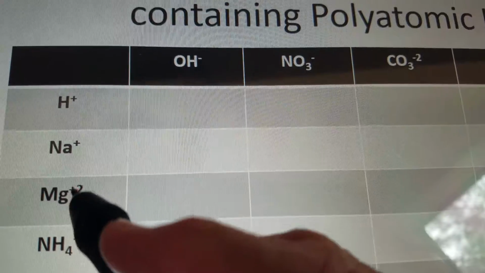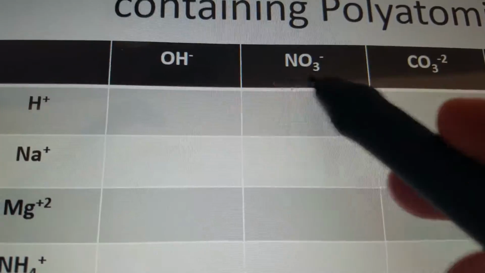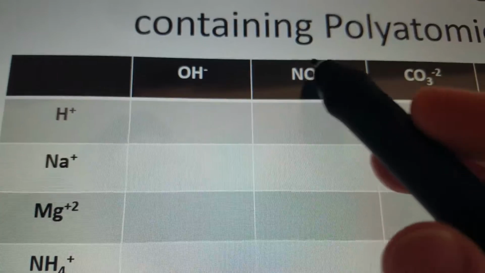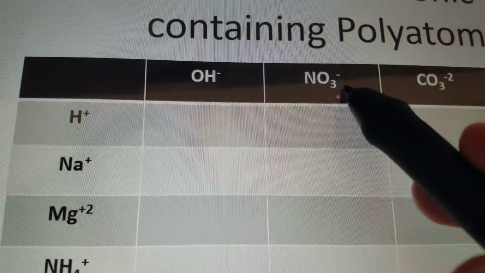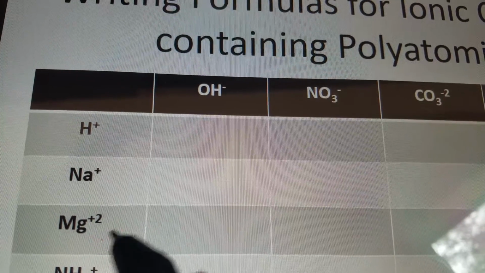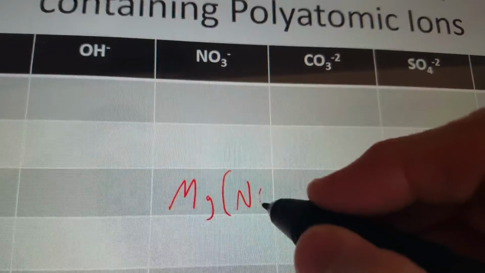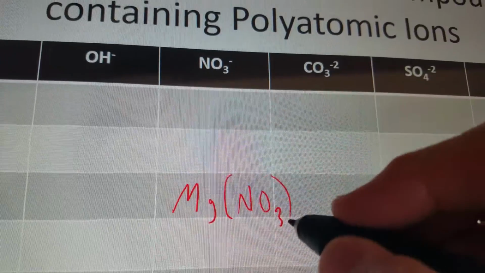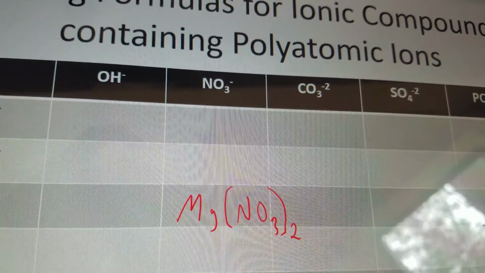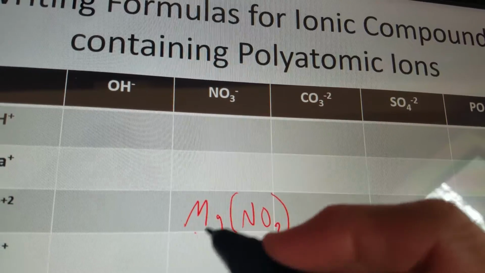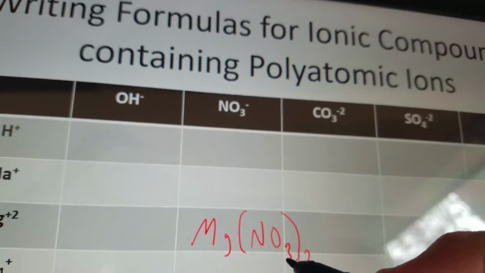So we have magnesium with a +2 charge. We have the nitrate ion with a -1 charge. So we're going to need 2 of the entire nitrate ion. So we had a -2 here to go with our +2 magnesium. So we'll have Mg. And then we need 2 of this NO3 group. So we put it in parentheses and put our 2 on the outside. That gives us a -2 charge here, +2 charge here, a 0 overall charge.